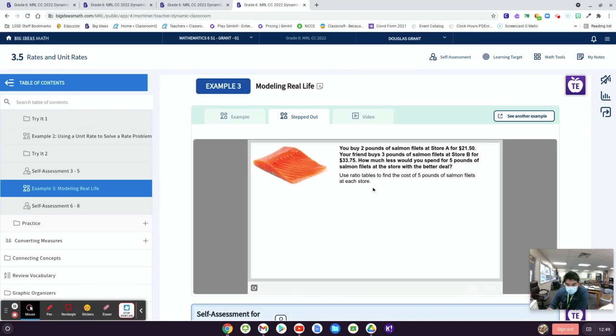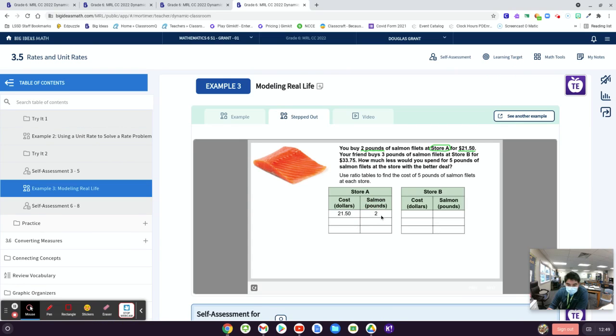Okay, so let's first use a ratio table for both of these stores. So for store A, it costs us $21.50 for 2 pounds. What is the unit rate for the cost per just 1 pound of salmon? Well, first they're writing down the cost of 3 pounds of salmon at store B. But now let's find the unit rate at store A. So what is the unit rate at store A?